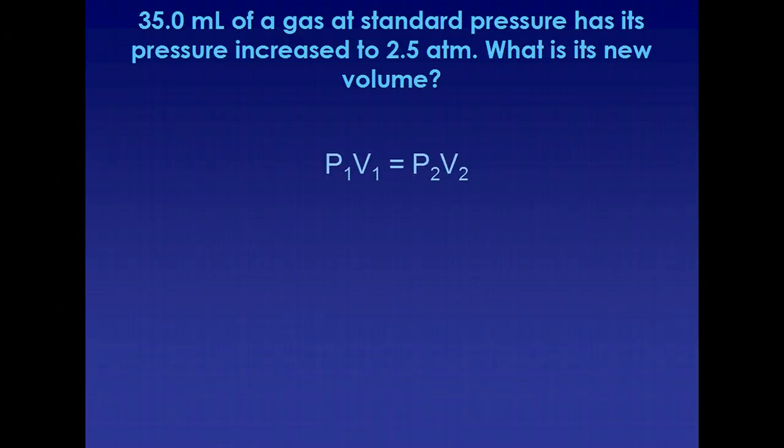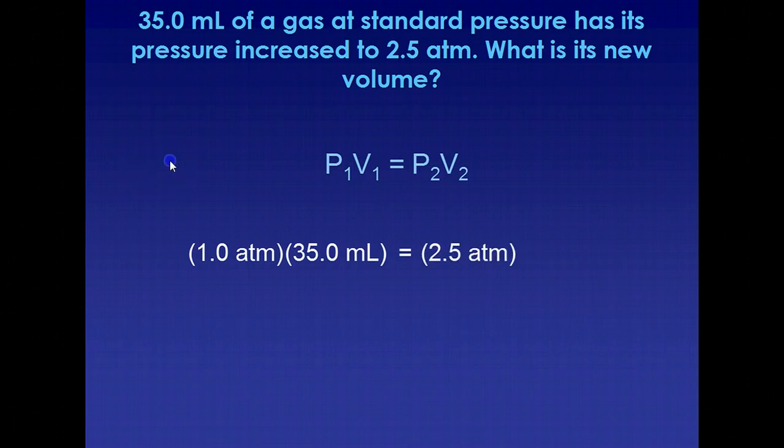So P1V1 equals P2V2. Standard pressure and standard temperature, STP, are 0 degrees Celsius or its equivalent, and 1 atmosphere or its equivalent. So for standard pressure, we're going to use atm units since our second pressure is in atmospheres. So standard pressure will be 1 atmosphere. The volume will be 35 mLs. That's the one that's associated with it. P2 will be the 2.5 atmospheres, and V2 is what I'm solving for.